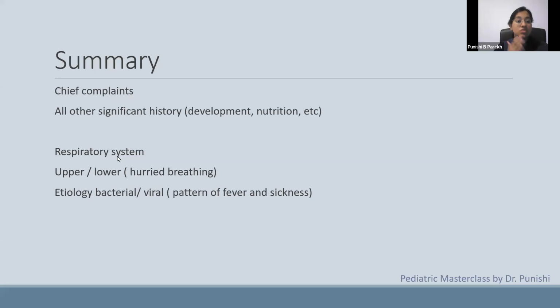3-year-old who's presenting with chief complaints of fever since 5 days, cough since 3 days, and hurried breathing since 1 day. With that, you add significant history of development and nutrition. So let's say the child is malnourished. So you say the child is developmentally normal, immunized for age, who's having protein intake deficit. This case predominantly involves the respiratory system.